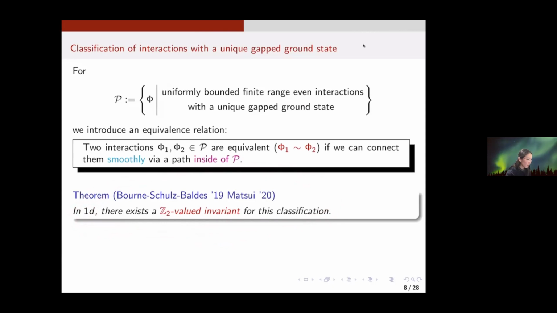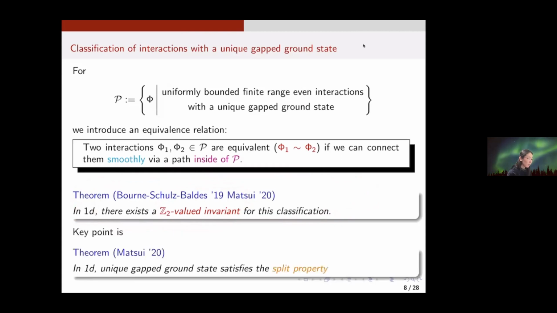So I would like to explain how this Z2-valued invariant shows up. And the key ingredient for this theorem is the following, Matsui's theorem. It says that in a one-dimensional system, unique gapped ground states satisfy the split property.